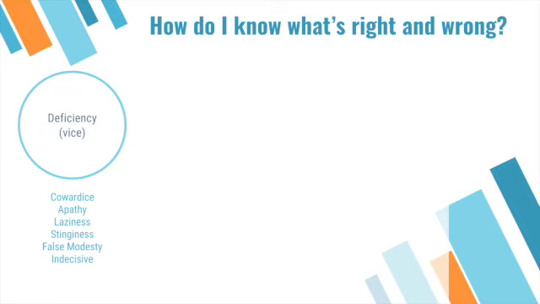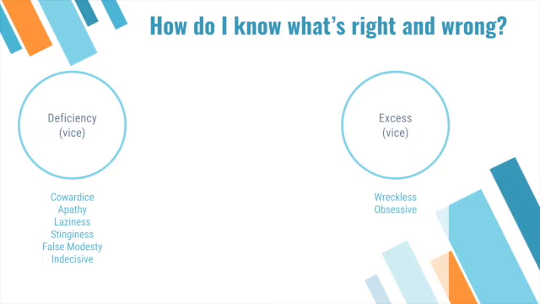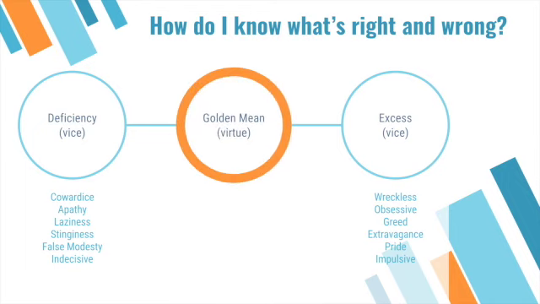These are deficiencies. And corresponding to these, we might also have things that are excess in character. These are also vices. These are also bad habits. For example, being reckless, obsessive, greedy, extravagant, or having pride, or being impulsive. These correspond to each other. Each row corresponds to the other. So we have a deficiency on one extreme, and on the other extreme, we have an excess. And both of these are bad. What Aristotle proposes is this middle way, this golden mean. This is virtue. These are habits that make their possessor good.